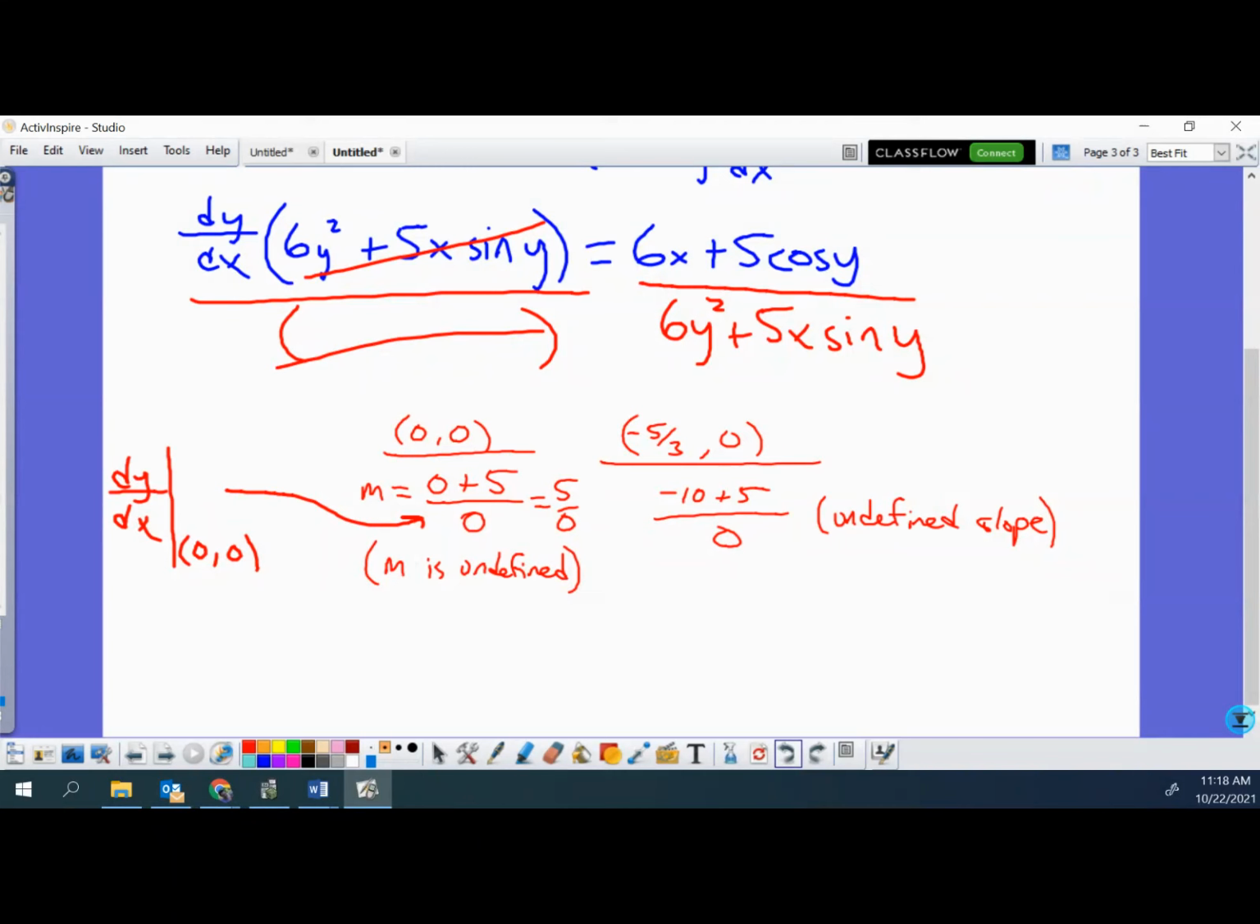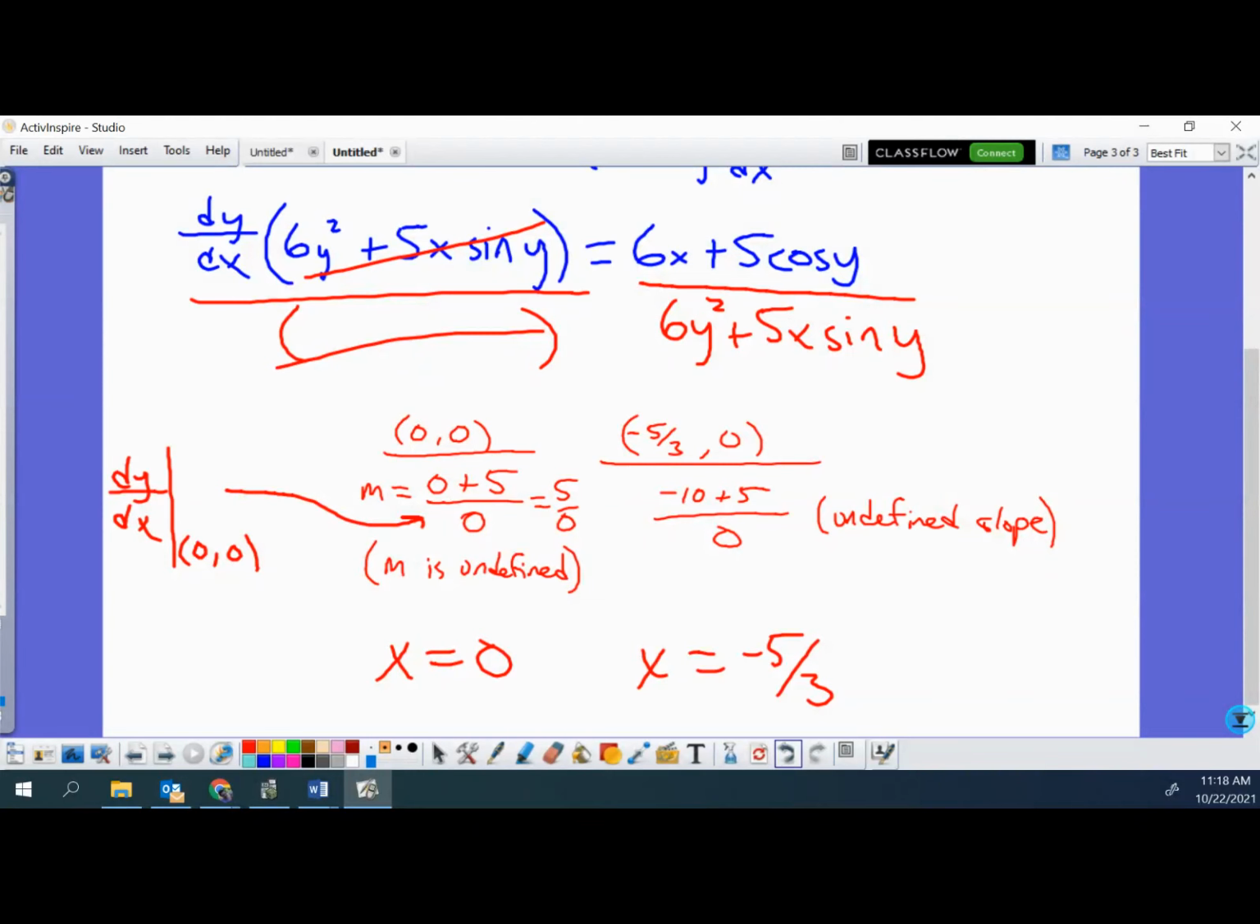Anyway, both of those lines are going to have an undefined slope. So what kind of a line is it? Vertical, that's right. It's going to be a vertical line, and it's through both of those points. So this one's x equals 0 because that's the x-coordinate here. This one's going to be x equals negative 5/3. And so that's it. Those are our two tangent lines. Kind of a little anticlimactic because they're pretty easy equations to write.